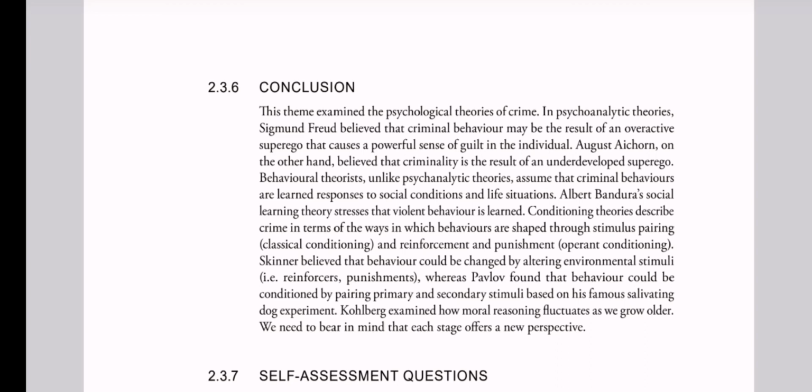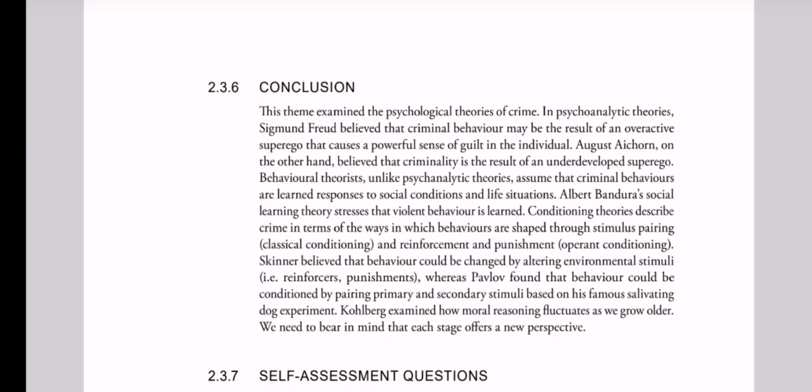Skinner believed that behavior could be changed by altering environmental stimuli, reinforcers, and punishments, whereas Pavlov found that behavior could be conditioned by pairing primary and secondary stimuli, based on the famous salivating dog experiment. Kohlberg examined how moral reasoning fluctuates as we grow old. We need to bear in mind that each stage offers a new perspective.